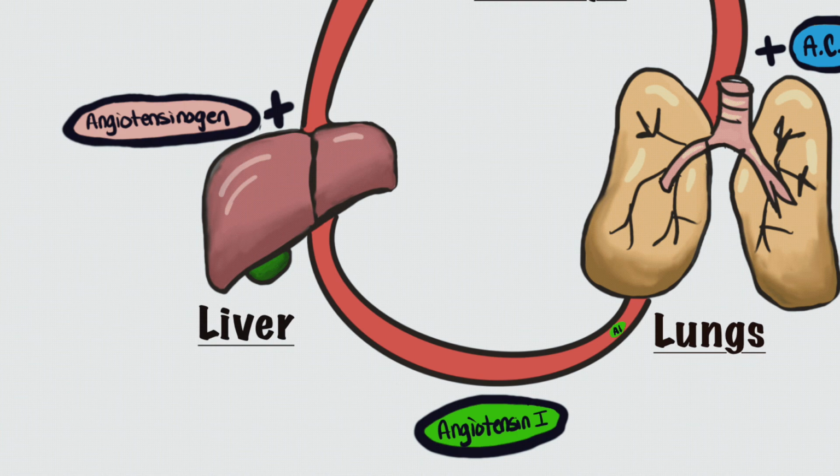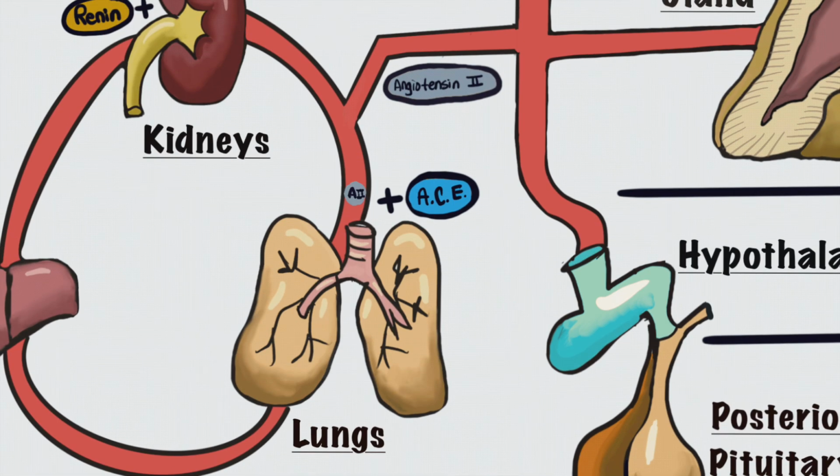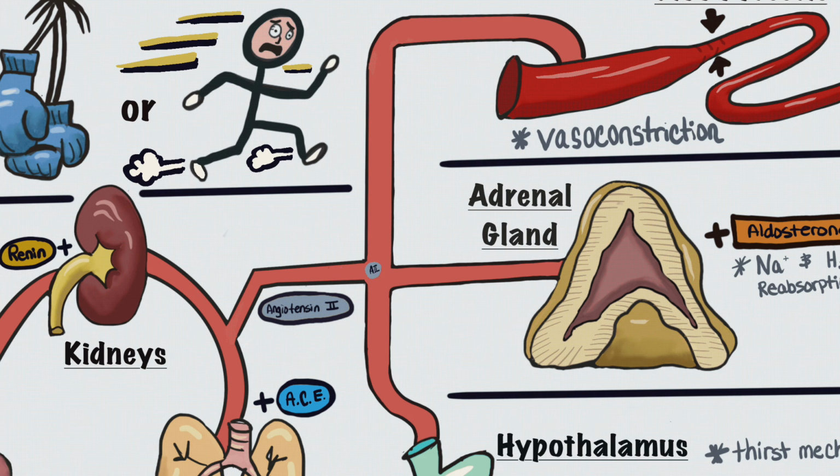And so now the lungs will release something called angiotensin converting enzyme, which is also known as ACE. And ACE is also found in the kidneys. But now angiotensin converting enzyme will convert angiotensin 1 into angiotensin 2. And angiotensin 2 is what we wanted. So we have angiotensin 2 circulating.